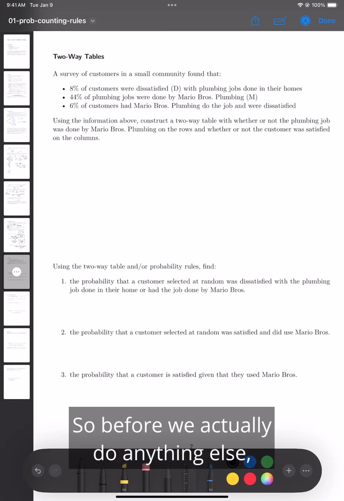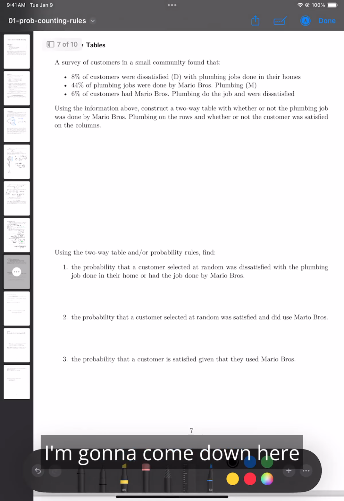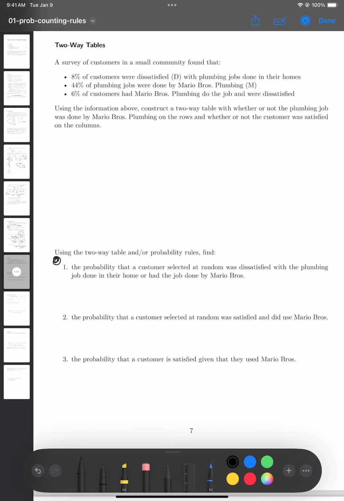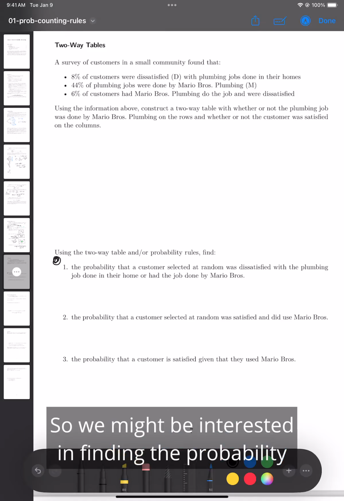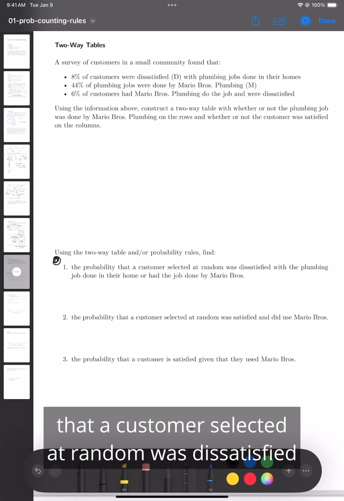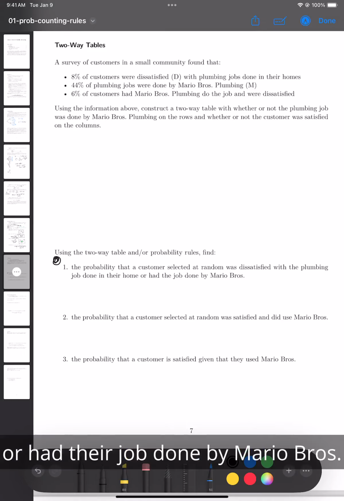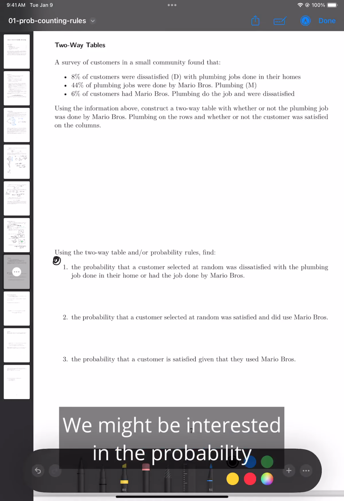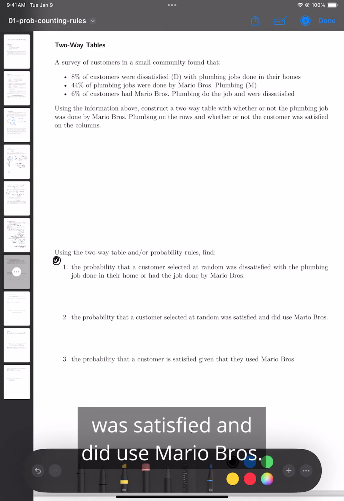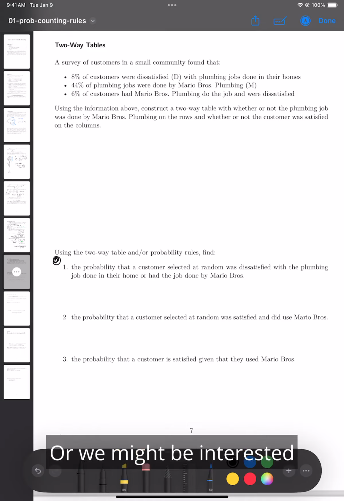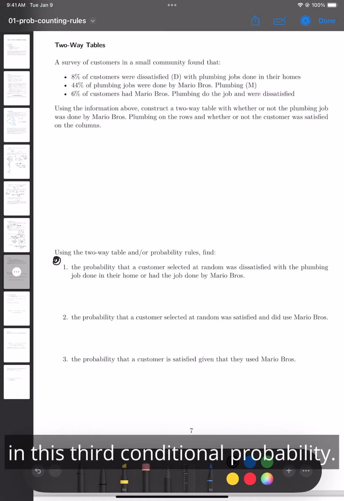So before we actually do anything else, I'm going to come down here to look at some possible questions for this. So we might be interested in finding the probability that a customer selected at random was dissatisfied or had their job done by Mario Bros. We might be interested in the probability that a customer selected at random was satisfied and did use Mario Bros. Or we might be interested in this third conditional probability.